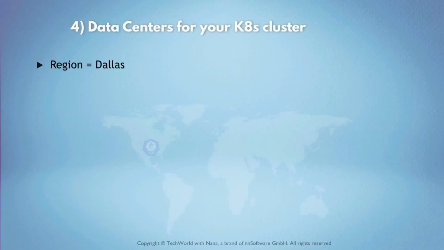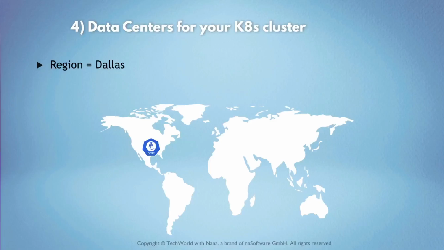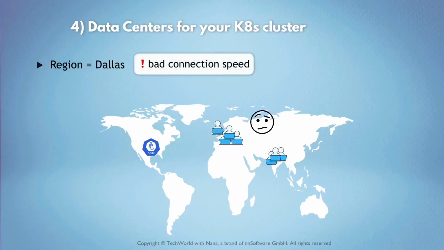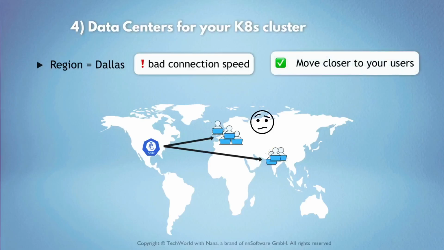And let's say when you created your cluster on LKE, you selected a region, let's say Dallas, USA. So that's where your cluster or your worker nodes are running. Suddenly you notice most of your users are accessing your application from Europe and India, let's say. This means that connection speed is not good for your users because the servers are located geographically too far away from them. So you want to host your application in closer proximity to your users.